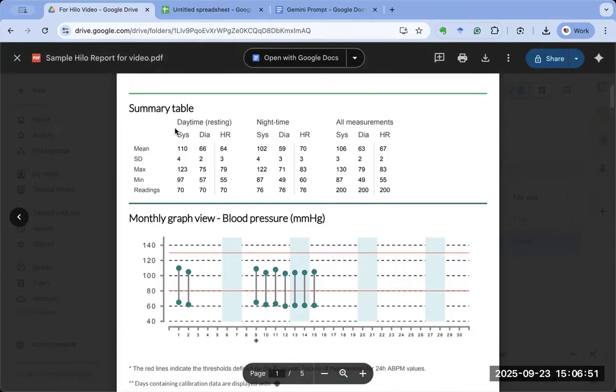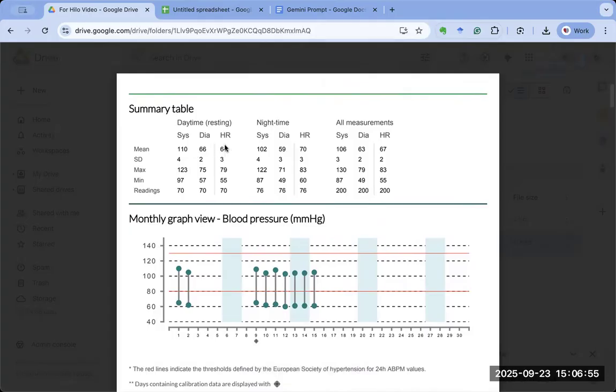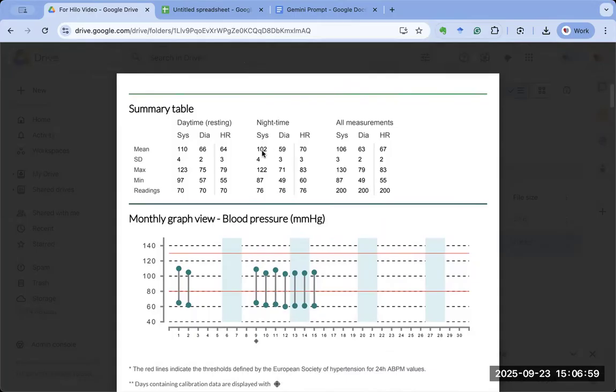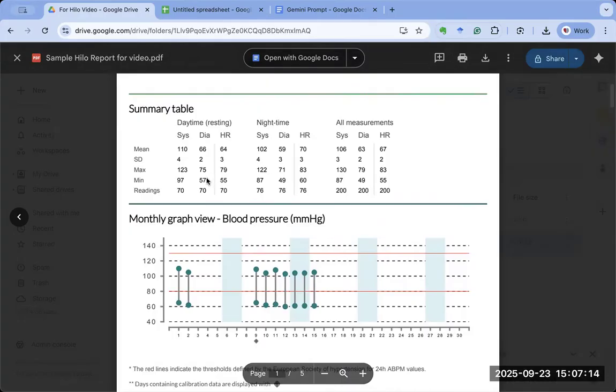So first of all, what do you see here? Mean systolic blood pressure, mean diastolic blood pressure. And this is daytime, this is nighttime. So this person has lower nighttime blood pressure than daytime, which is very good. And I will talk about nighttime blood pressure separately. Then next is the maximums and the minimums in all the readings. And then, of course, the total number of readings.